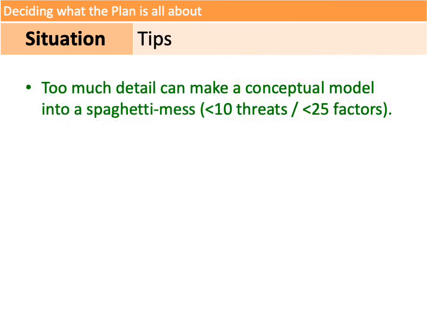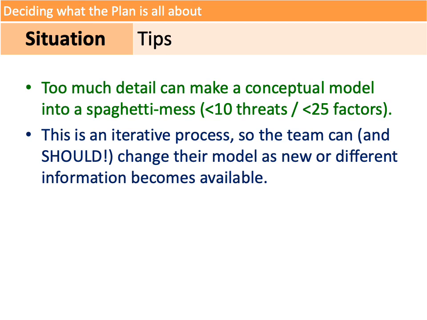Now, if we're thinking about tips, too much detail can make a conceptual model into what we call a spaghetti mess. If you've got more than 10 threats, you're definitely going to have more than 25 factors. Another tip: it's usually an iterative process, so you should change the model as new or different information becomes available. It's also really useful to get people to have a look at it and say, hey, have you thought of that? Or hang on, how are these people involved? You can really get some better information.